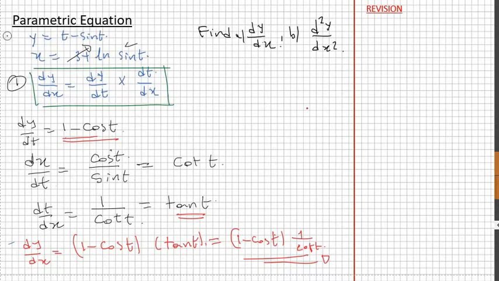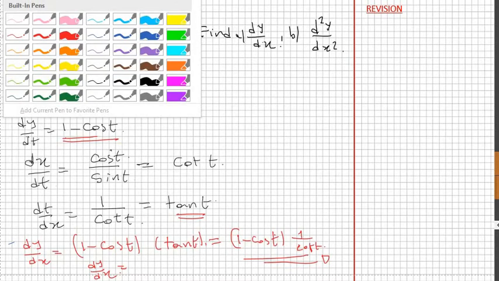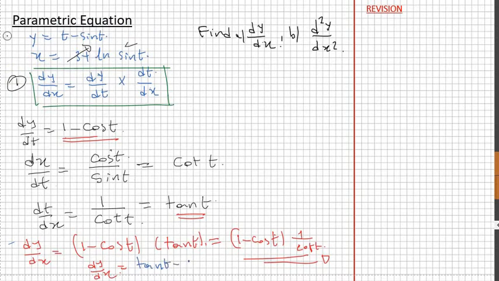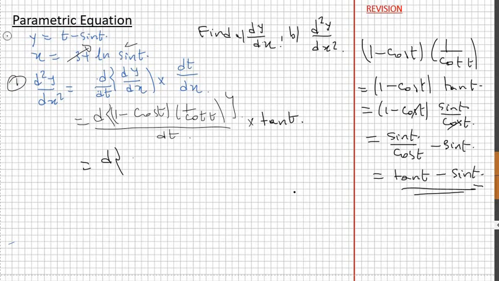I can also say that dy over dx is what I found here, tan t minus sine t. So it's the same. Now to find the second derivative, you first need to derive the equation that I got from the previous slide. So I need to derive tan t minus sine t with respect to t. After deriving, I'm going to need to multiply it by dt over dx, which is tan t.